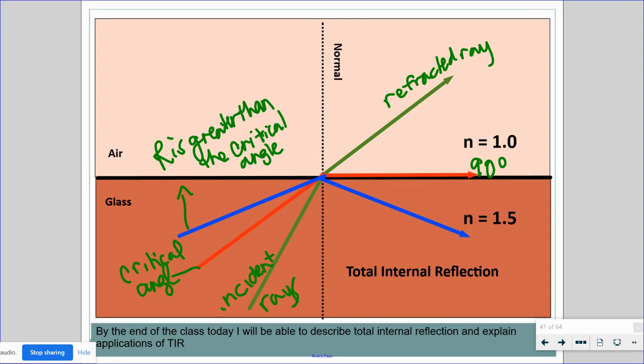R is greater than the critical angle, and so we get total internal reflection. The light does not escape out into the air. It gets trapped inside the media.